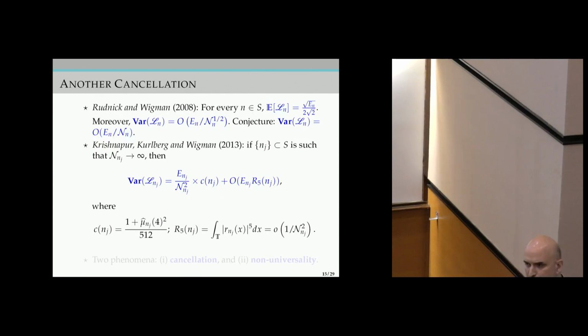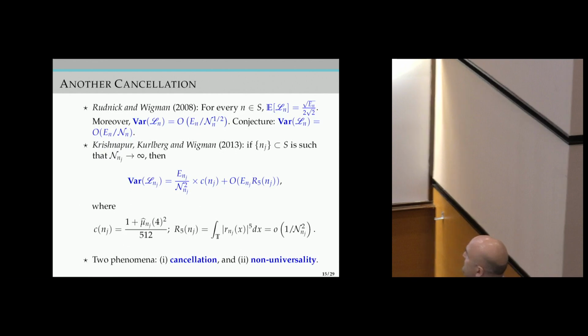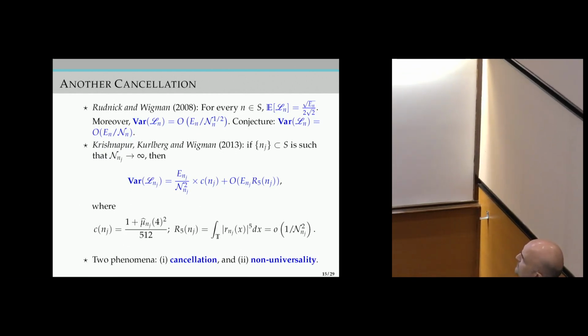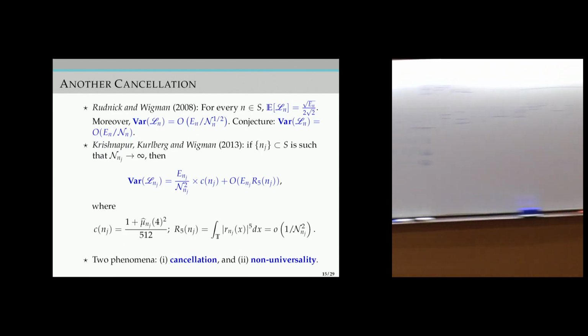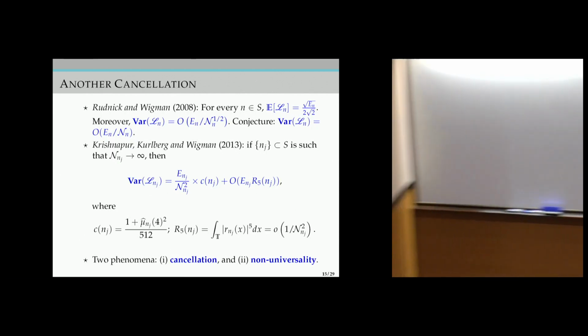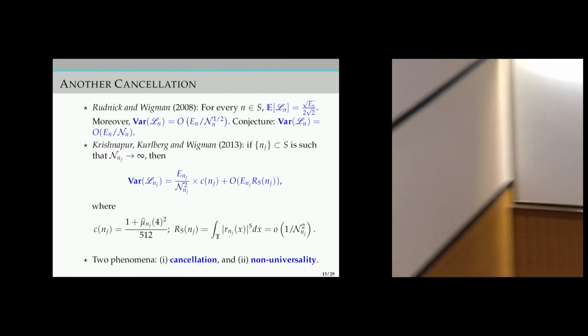There is a proof by Bombieri, Bourgain, and so here there are two phenomena. Then again, there is a phenomenon of cancellation. The conjectured variance is actually much smaller. The true variance is much smaller than the conjectured one. Again, the leading term.